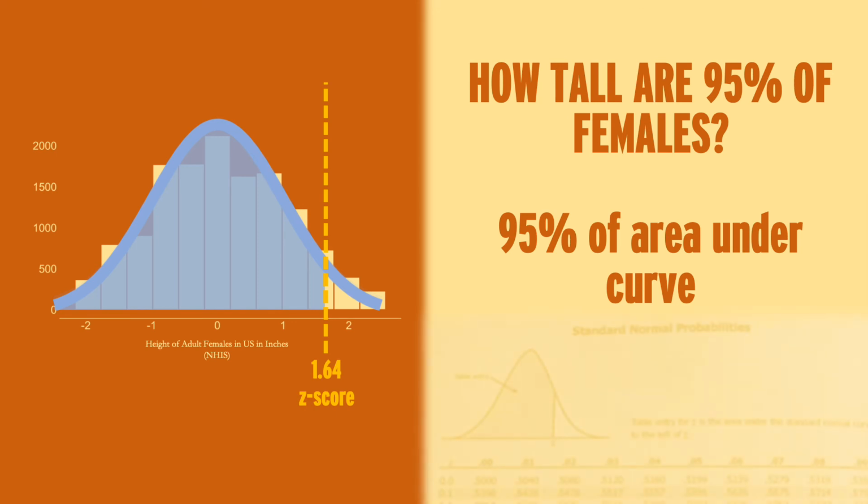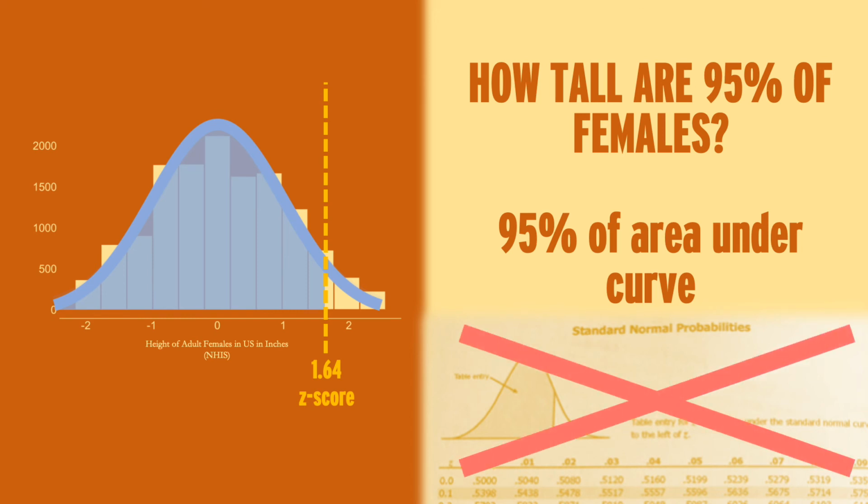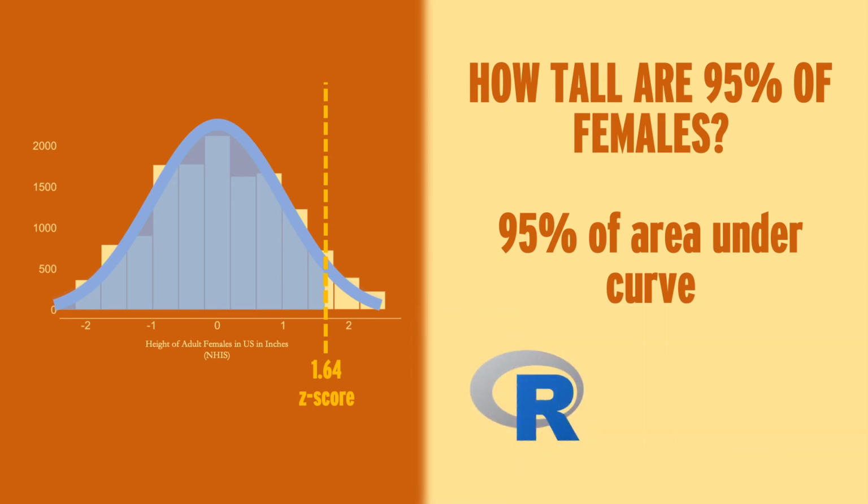You might have had the experience of looking at values on the z-score table and possibly nightmares about it too. But we won't be doing that either. Instead, we will use R. For this, we will use the qnorm function. This gives us the z-score for the 95th percentile. And we see that the value rounds to 1.64.